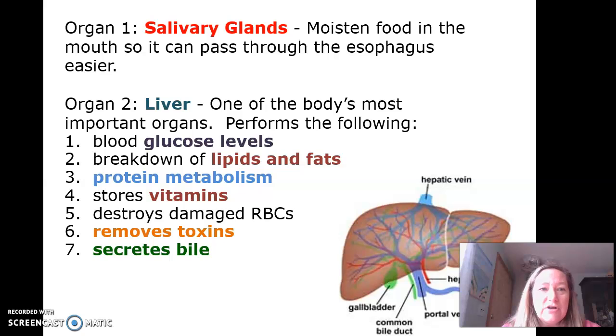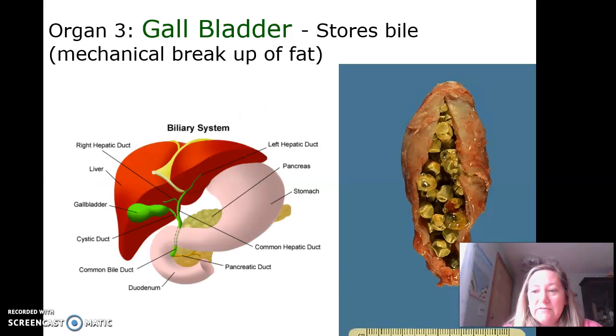Notice all of the jobs of the liver. Super important. They do a lot. They maintain blood glucose levels. They break down lipids and fats. They metabolize protein. They store vitamins. They destroy damaged RBCs. They remove toxins. They secrete bile. Wow, the liver does a lot. You can't live without your liver. Remember, toxins are things like aspirin or alcohol or whatever foreign substance comes into your body. It's your liver's job to try to deal with that.